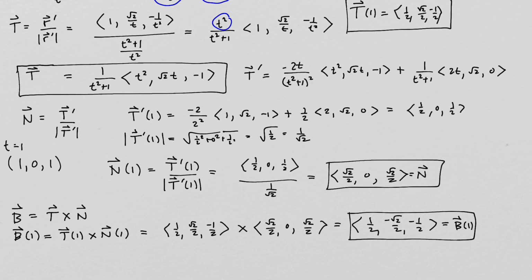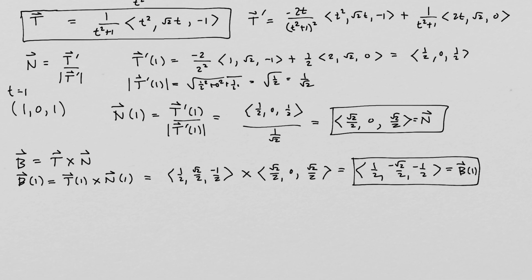Okay, and finally, the curvature. The curvature at 1 is defined to be the magnitude of T prime of 1 divided by the magnitude of r prime of 1. Well, the magnitude of T prime of 1 is the vector 1/2, 0, 1/2. We did that just a few minutes ago.